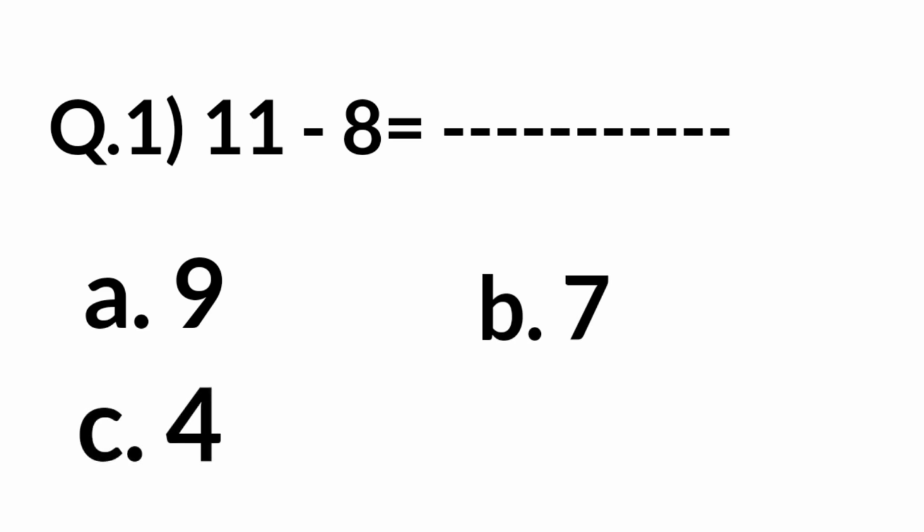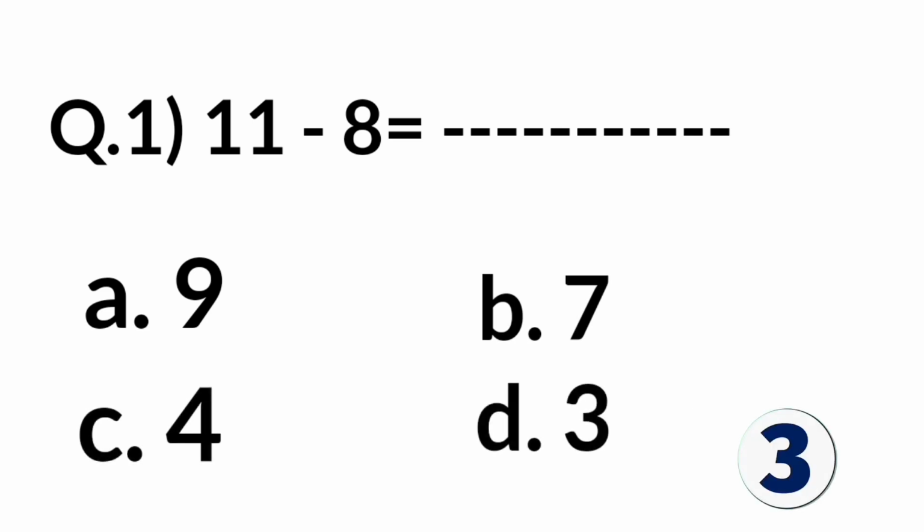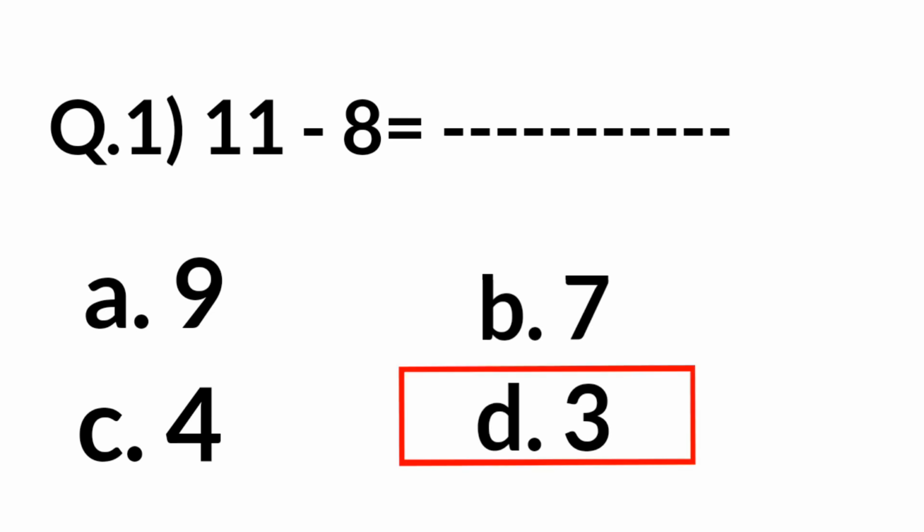Question number 1. 11 minus 8 is equal to option A 9, option B 7, option C 4, option D 3. The correct answer is 3.